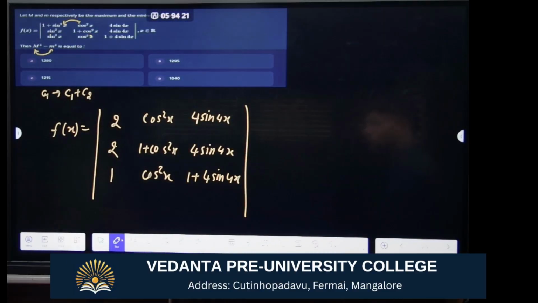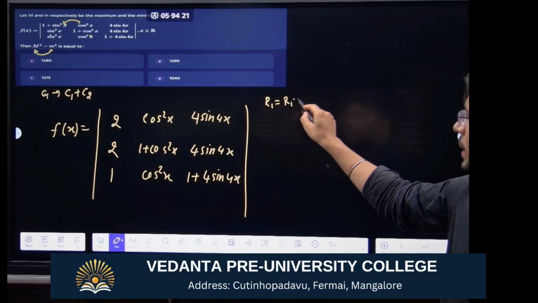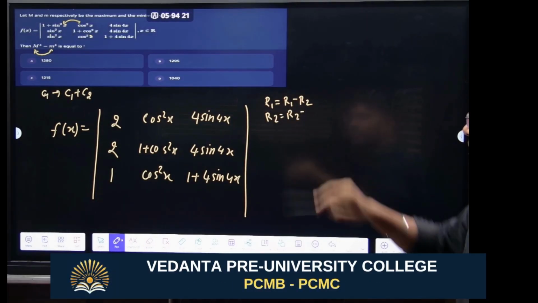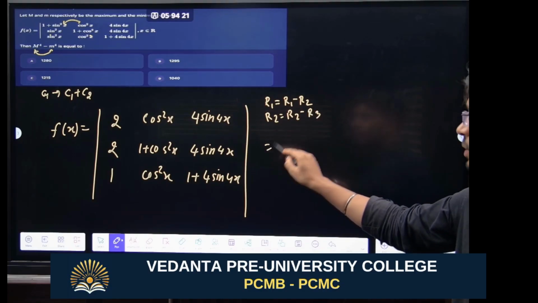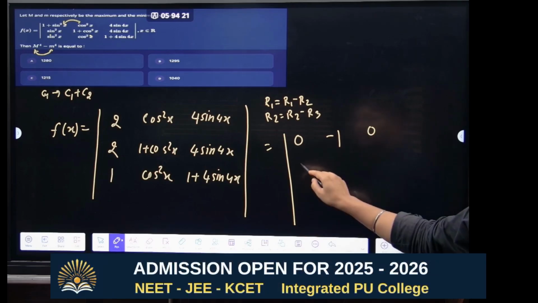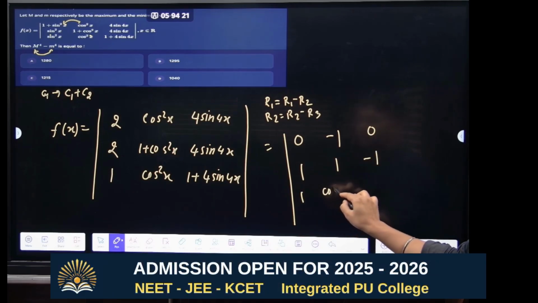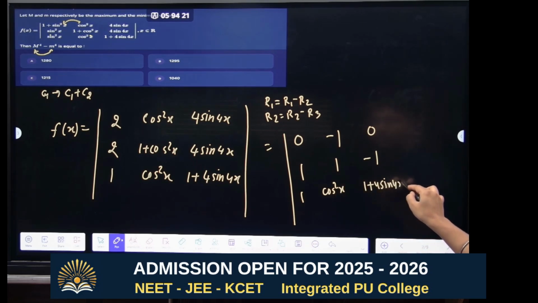Now again I can do one operation. I can write R1 equals R1 minus R2. Similarly, I can write R2 equals R2 minus R3. And once you do this, this will be 0, this will be minus 1, this will be 0. This will be 1, this will be 1, this will be minus 1. And this will be 1, cos square x, 1 plus 4 sine 4x.